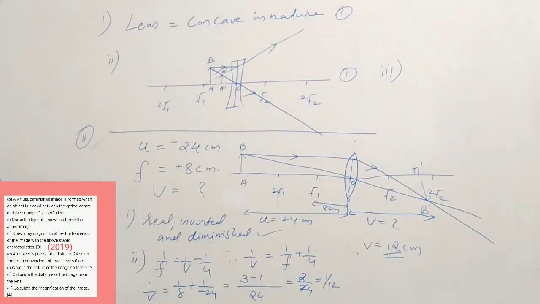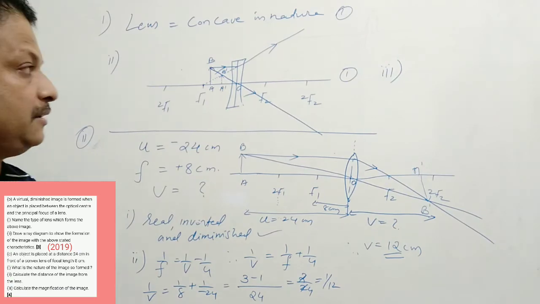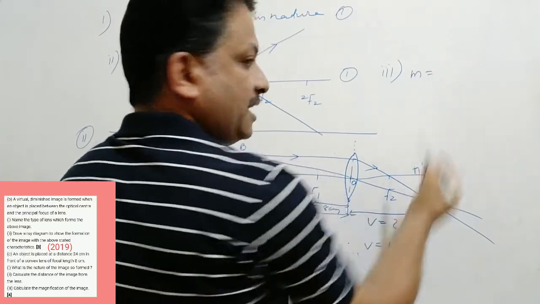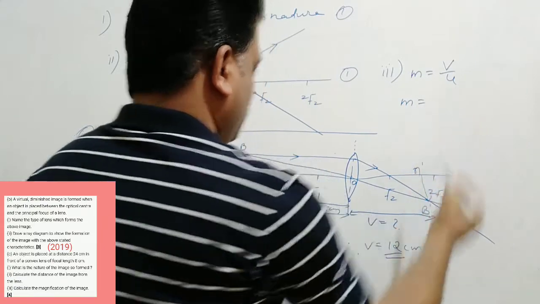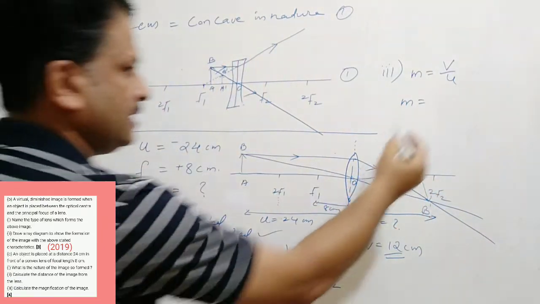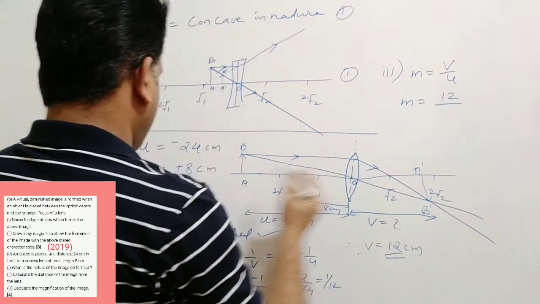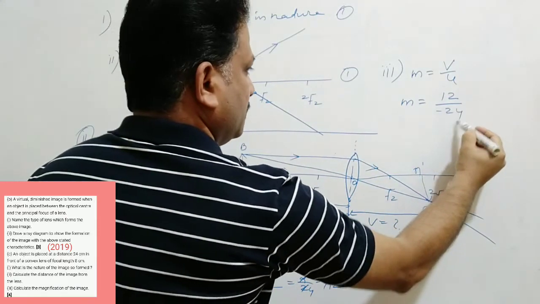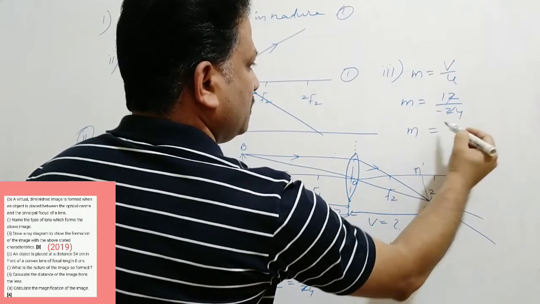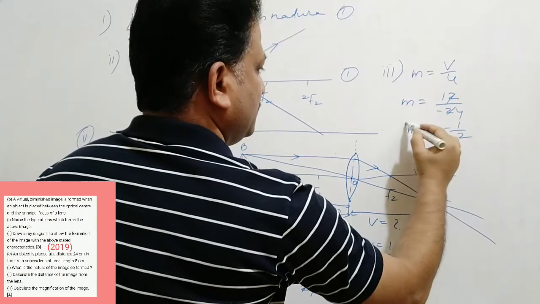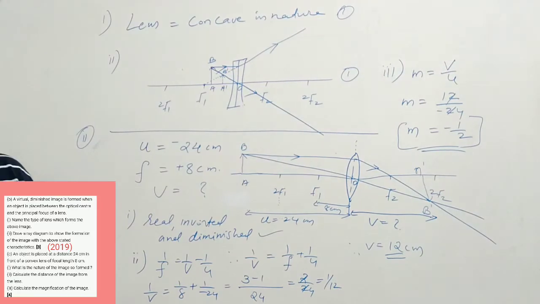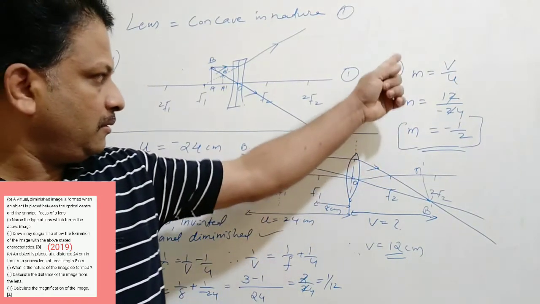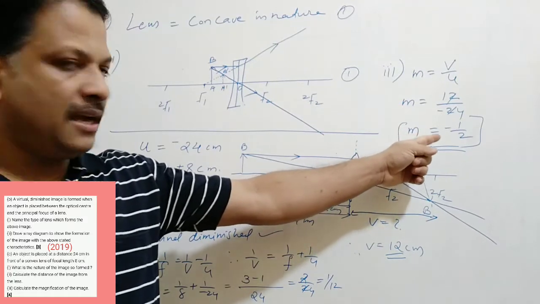Now in the third part, you have to calculate the magnification. Alright? Calculate the magnification of the image. So the magnification, you know the formula, magnification is equal to v upon u. Alright? m is equal to, v is given there, what is the value of v? We got it as 12 and u is minus 24. So m is equal to minus 1 by 2. So this is the value of magnification. Clear? So you got the magnification.